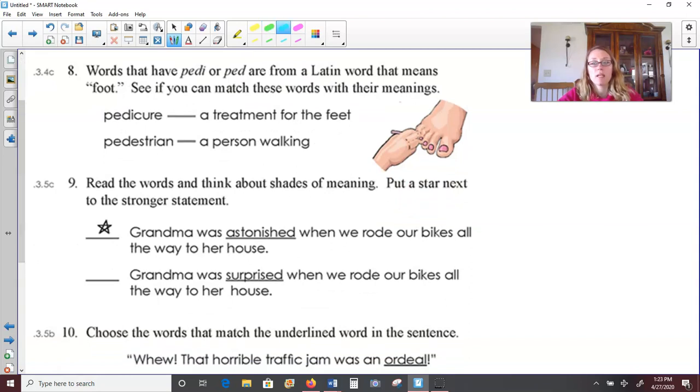On number 8, it talks about words that have pedi or ped are from a Latin word that means foot. So a pedicure is a treatment for your feet, and a pedestrian is a person walking. It has the word ped, and walking uses your feet, and pedicure has the Latin word pedi, which is a treatment for your feet, as we see over in the picture, somebody getting a pedicure.